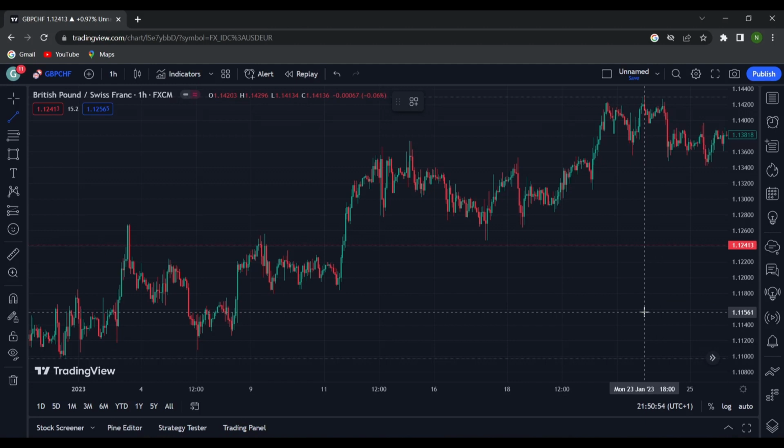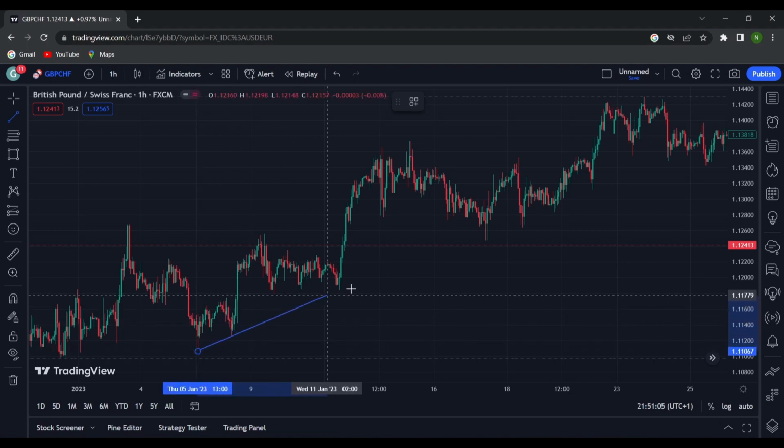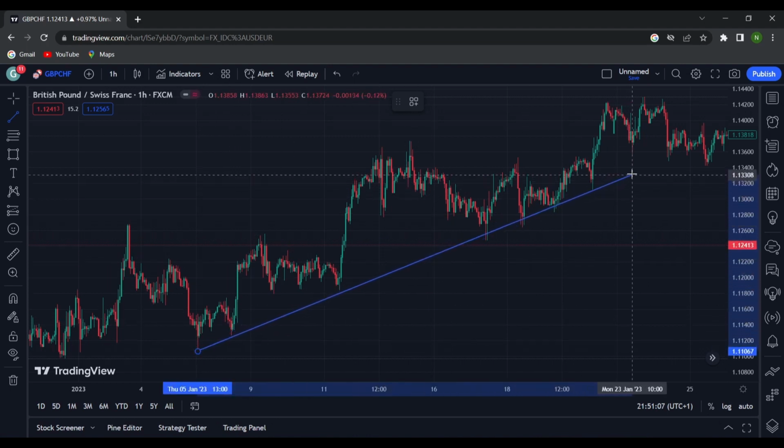Hello everybody, during this video I'll be going through with you what exactly are trend lines, how to use them, and how to draw them correctly. So a trend line is essentially connecting points on a chart as something like this.